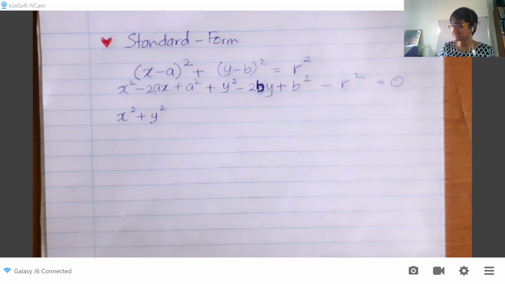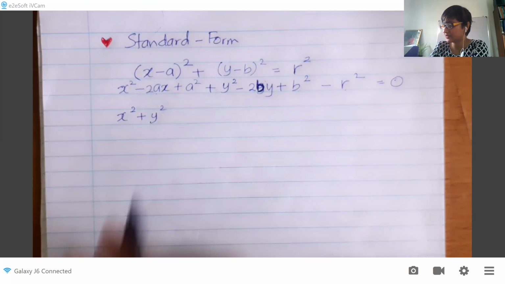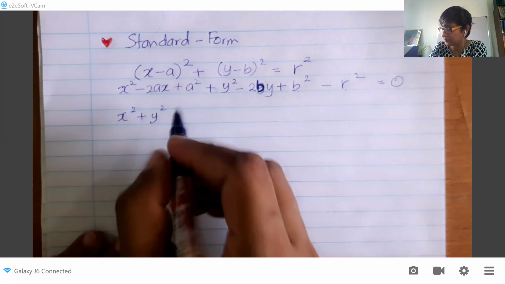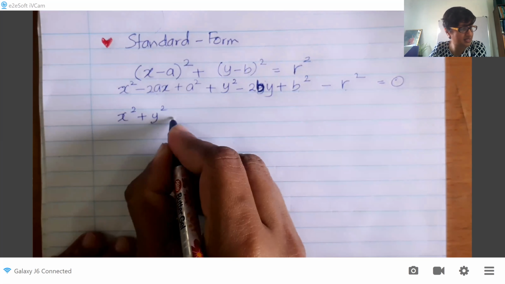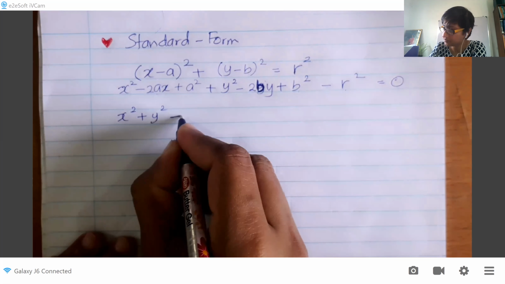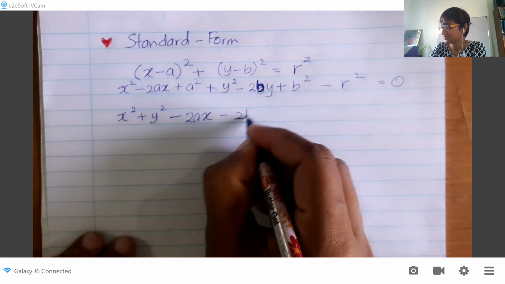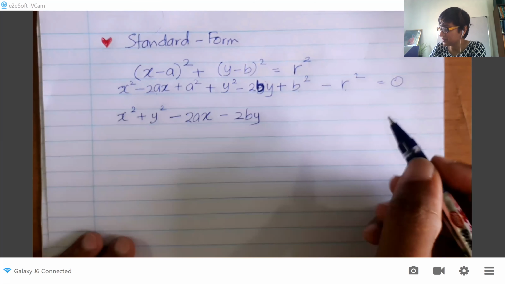Thank you, girls. So x squared plus y squared. I'm just going to arrange them in a good order. So I will write the x term next, minus 2ax, and the y term next, minus 2by, and then a squared, b squared, r squared.